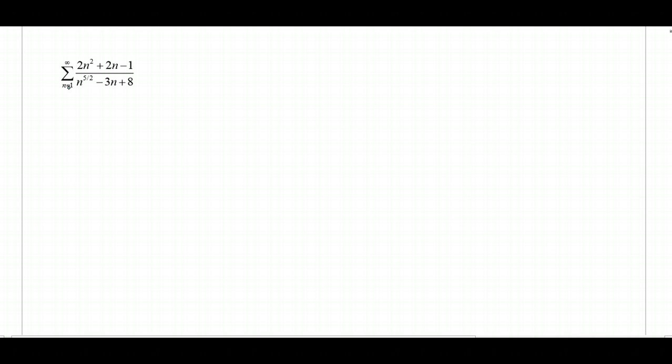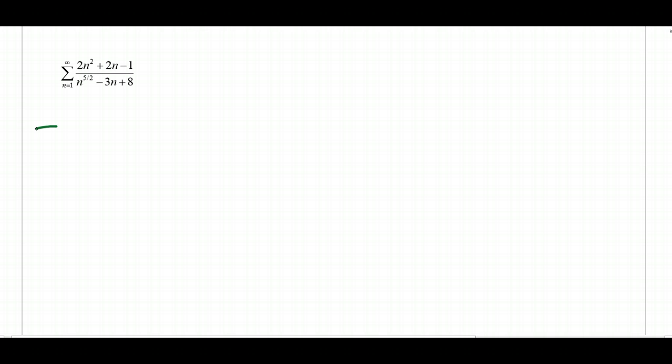Alright, so now I have the sum from n equals 1 to infinity of 2n squared plus 2n minus 1 over n to the 5 over 2 minus 3n plus 8. Now these particular series lend themselves really well to the limit comparison test, and it's just a matter of recognizing that we should use the limit comparison test on this type of problem.